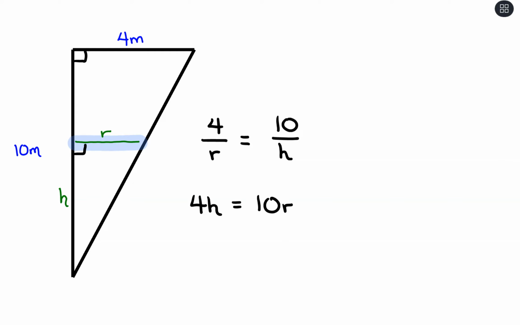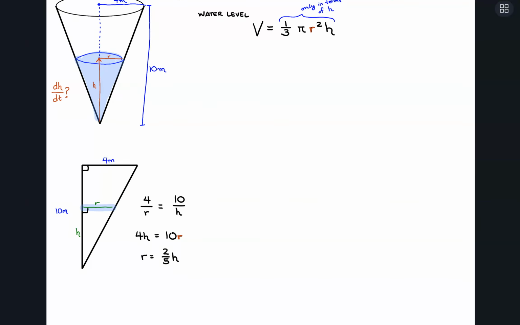And because I want to replace R in my equation up above, I'm going to solve for R by dividing by 10. So R is equal to 2/5 H. So we end up with this relationship, and that's where the overall height and radius from our total inverted cone comes into play. So now we're going to make a substitution.